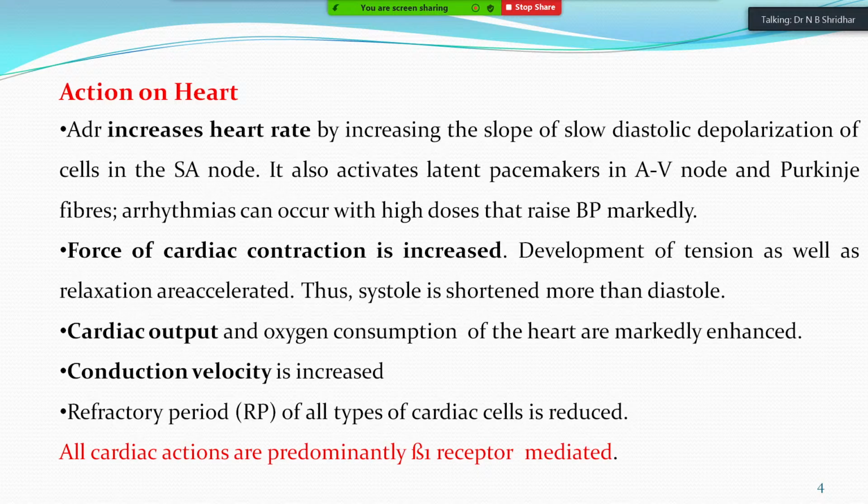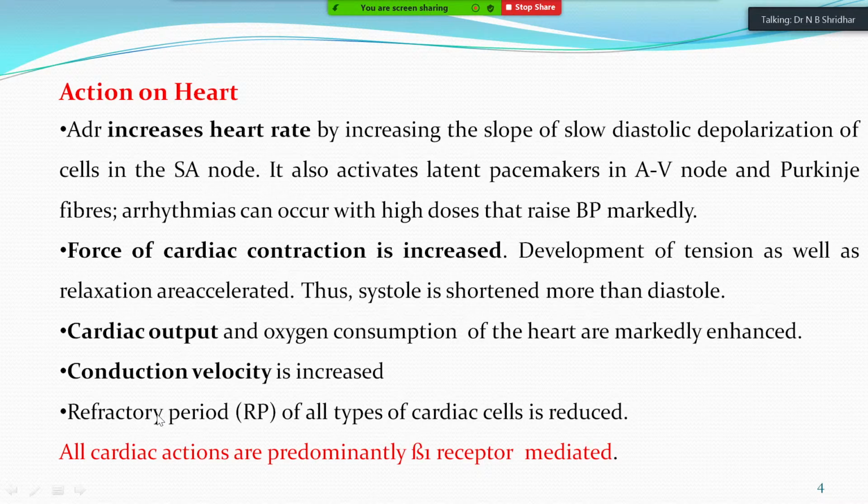The cardiac output and oxygen consumption of the heart are markedly enhanced, because whenever the cardiac rate is increased and the force of contraction is increased, it requires more oxygen and also more glucose. The conduction velocity is increased. In one stretch, all the activity of the heart is increased, especially from the action of adrenaline on the beta 1 type of receptors.